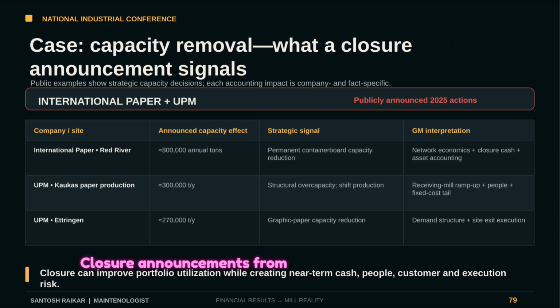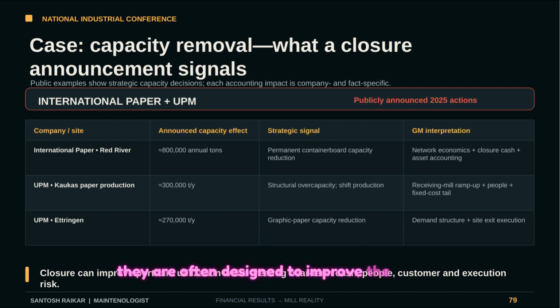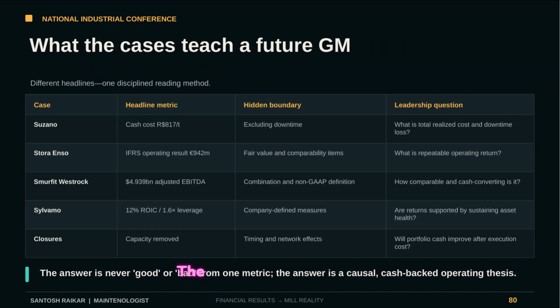Closure announcements from IP and UPM show strategic capacity removal. While closures create near-term costs, they're often designed to improve the overall network's utilization and profitability. The lesson from these cases: there is no single good or bad metric. Every headline has a hidden boundary. A disciplined reader looks for a causal, cash-backed operating thesis.